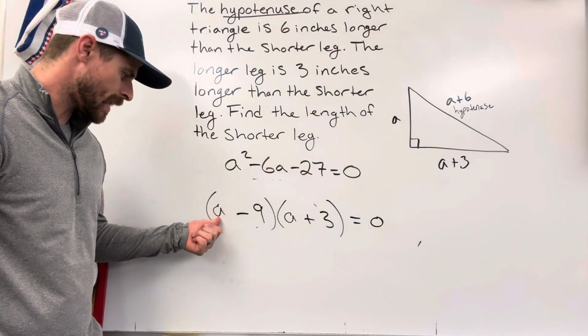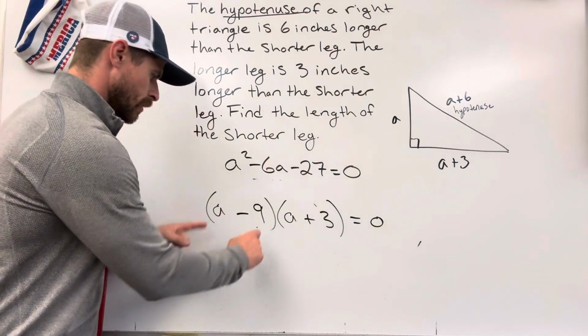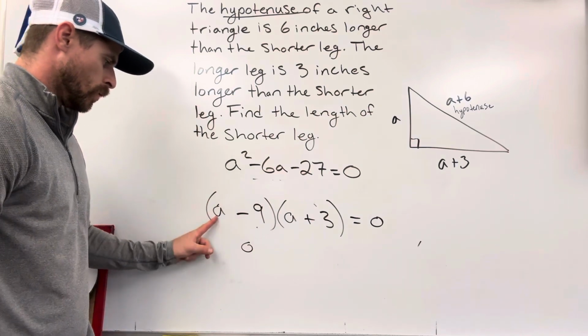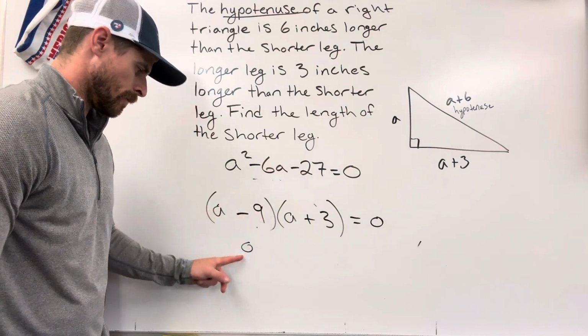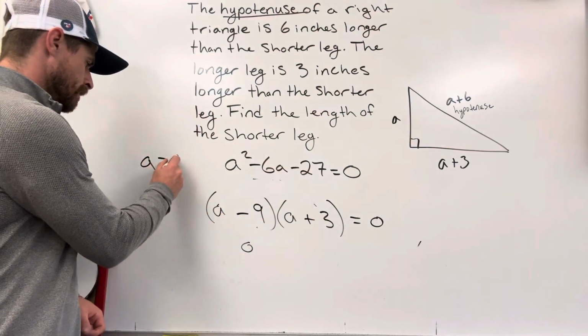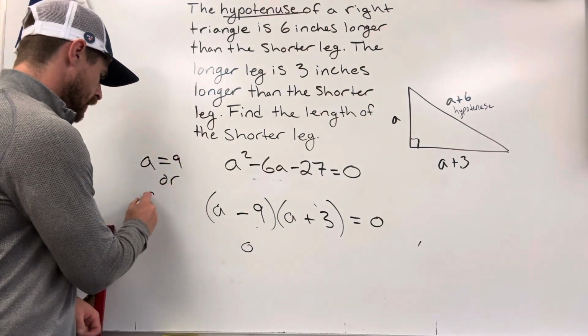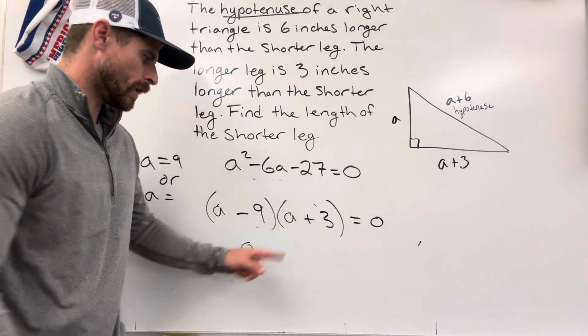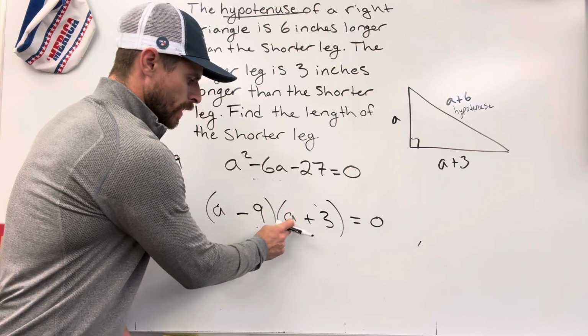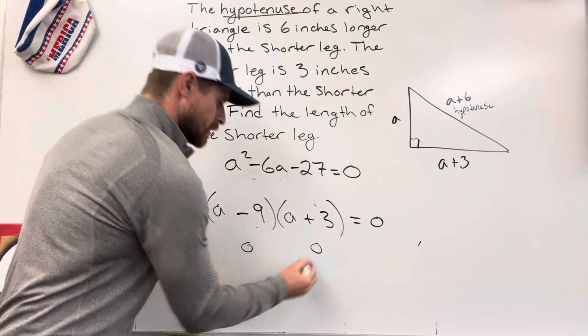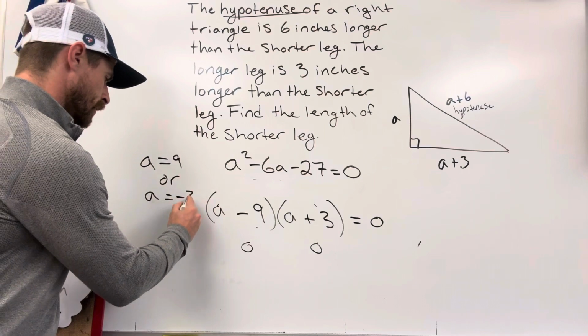What number would a have to be here to make a 0 in the parentheses? What number minus 9 makes 0? A could be a 9. Over here, what number would a have to be? What number plus 3 would make a 0? That would be a negative 3.